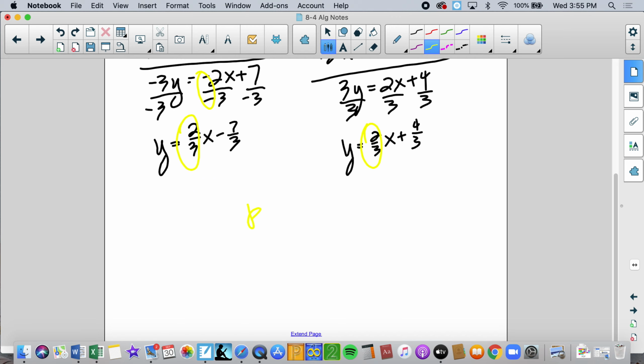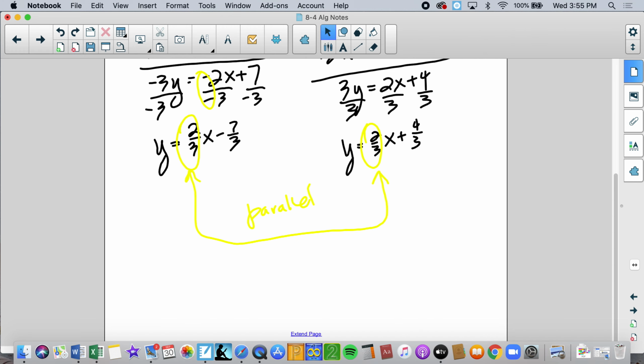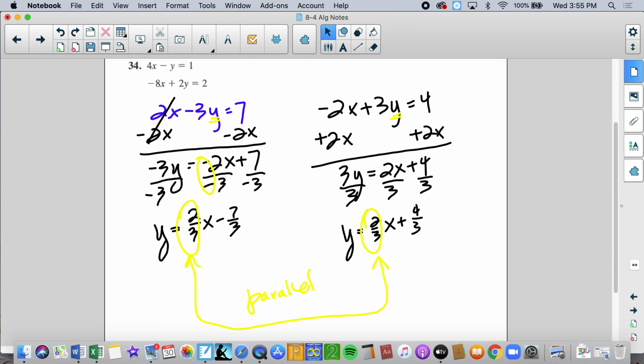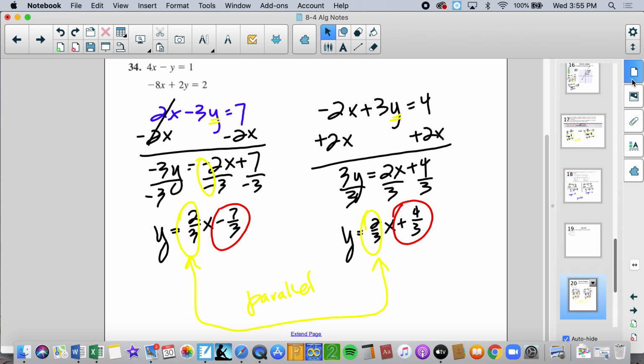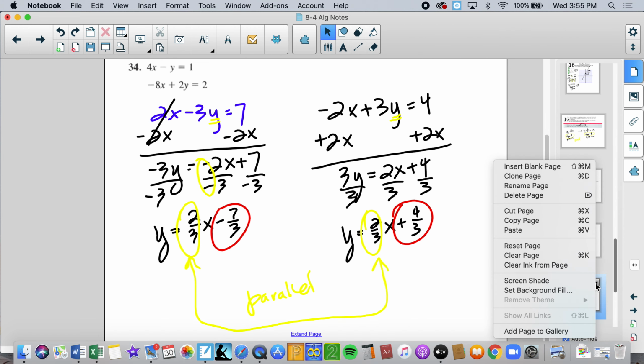So these two lines are parallel because they both have slopes of 2/3. Are they the same lines? No, because they have different intercepts. Since they have different intercepts, they are different lines, but they are parallel. They will never intersect.